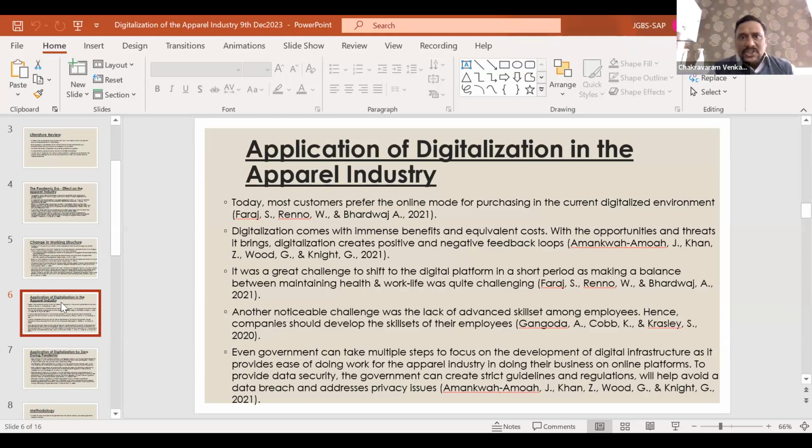It was a great challenge to shift to the digital platform in a short period, as balancing health and work life was quite challenging. Another noticeable challenge was the lack of advanced skill sets in the marketing team, among those involved in the sales, marketing and promotion of textile and apparel. Hence, companies should develop the skill set of their employees. Even the government can take multiple steps to focus on the development of digital infrastructure by introducing huge bandwidth, reducing the prices of this infrastructure, and allocating more budget for infrastructural development, particularly in industrial areas where apparel and textile industries are established.